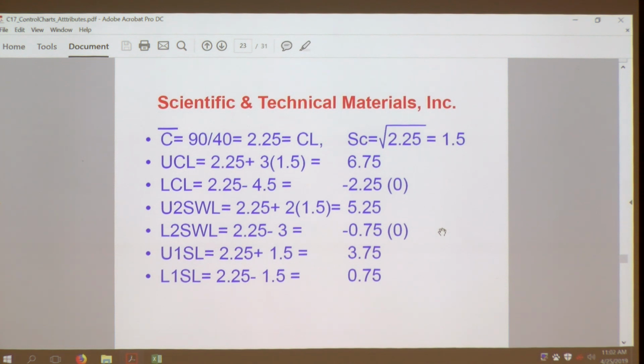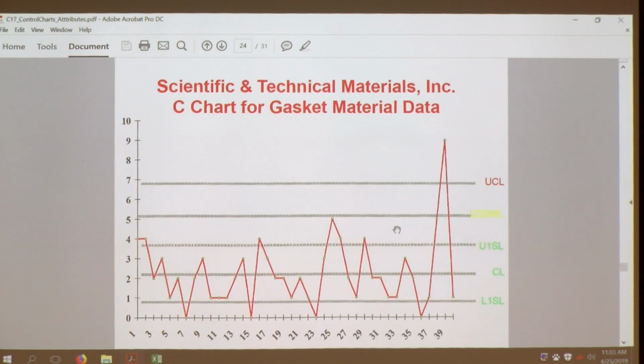But please note, when we get this one as a negative value, and this one as a negative value, why do we make it 0? We could just use this, but we replaced it with 0. Why? Yeah, we can't have a negative number of scars. Because the Poisson distribution counts the number of scars or number of failures, we cannot have negative values. So whenever we get a negative limit, we replace it with 0. Very good. So this is a control chart.